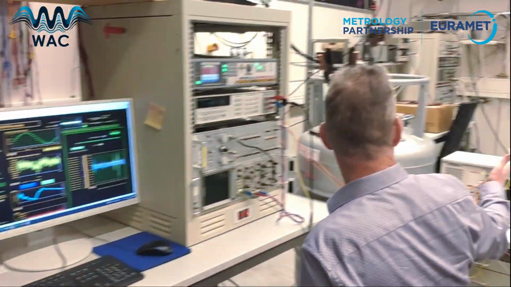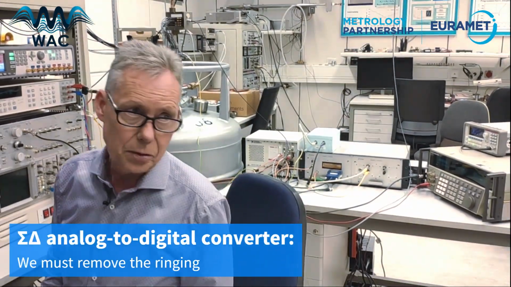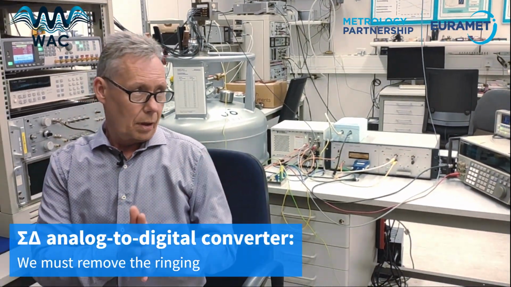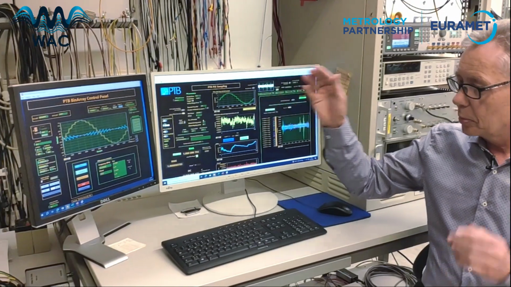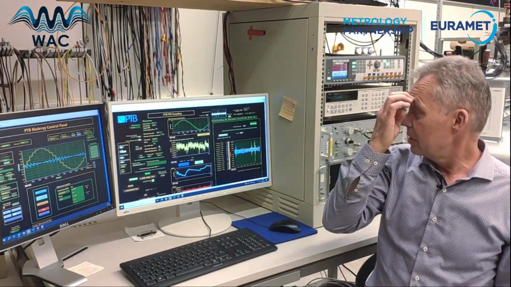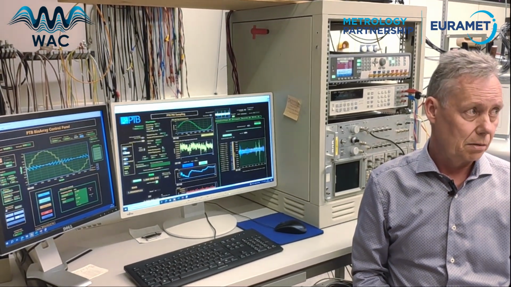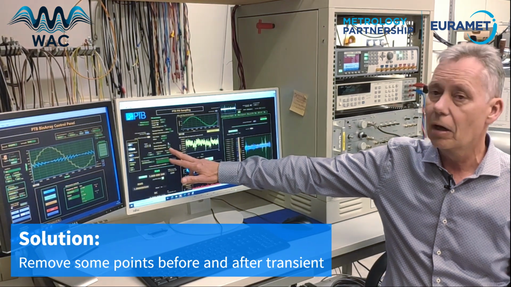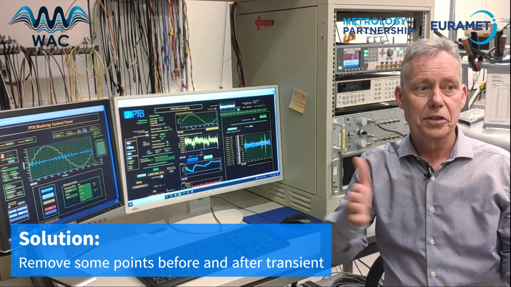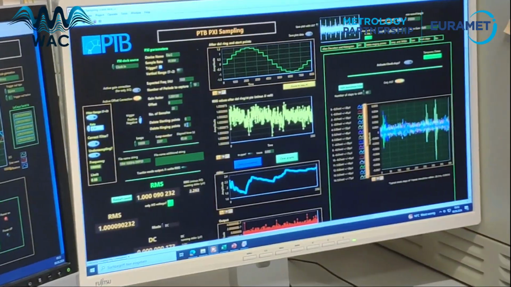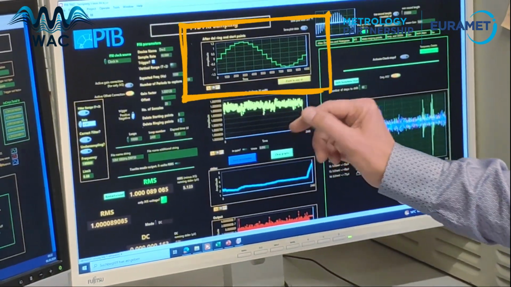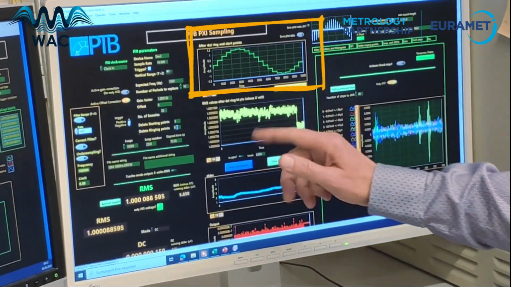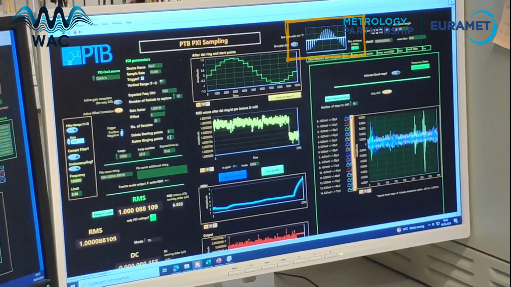Because the PXI is a sigma delta ADC, it comes with ringing, and of course what is important, because the Josephson signal has transients, we have to cut out the transients to make a proper reading. In this case we are already taking out 50 points on each side to get rid of this ringing. If I don't do it, what you immediately can see is ringing at the edges before and after the transients, and of course the reading is completely spoiled.